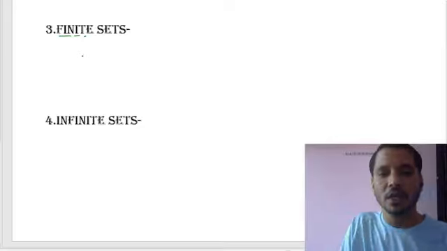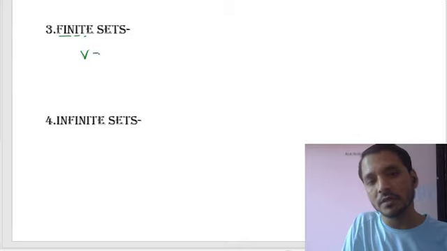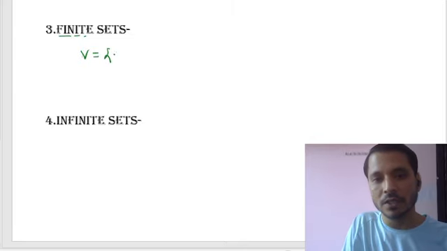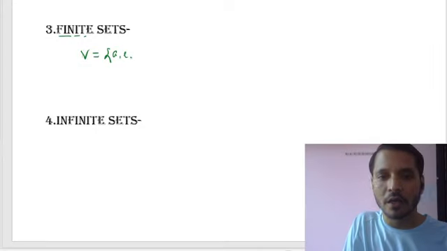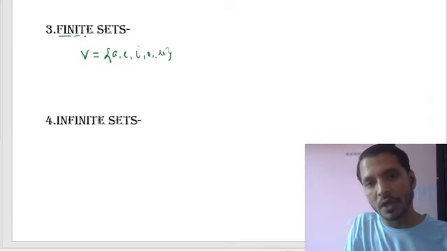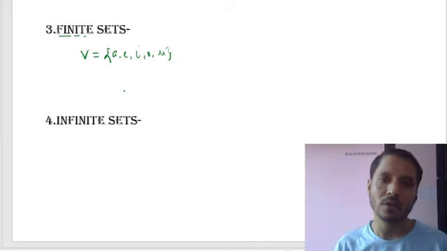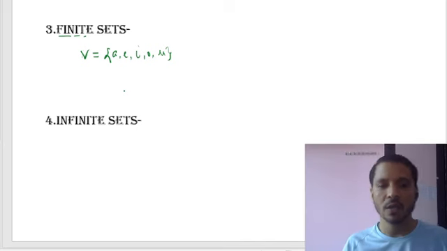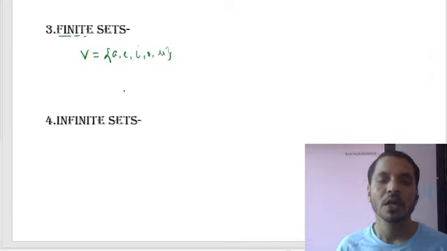Let us suppose here you have a set V that consists of all the vowels: A, E, I, O, U. So definitely we can count, there are 5 elements in this set. So a definite number of elements are there, or we can say that a countable number of elements are there. So this is called the finite set.